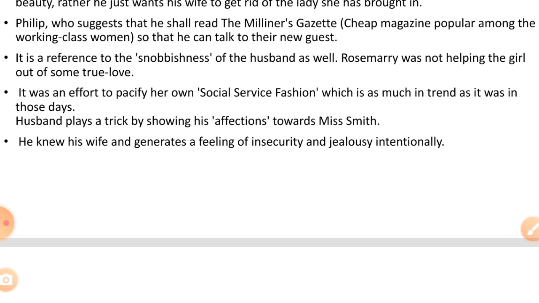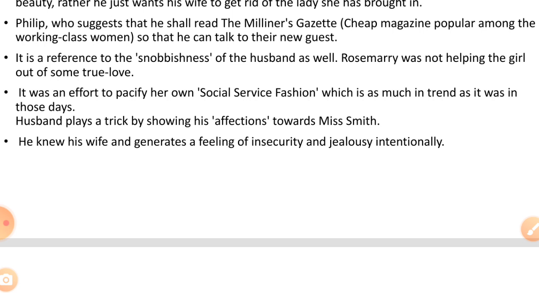The theme occurs here. Rosemary was not helping the girl out of some true love. Rosemary doesn't like her husband to call the girl beautiful, pretty, and she doesn't like the girl to be helped because the true love of her husband comes in the way. It was an effort to pacify her own social service fashion, which was much in trend in those days.